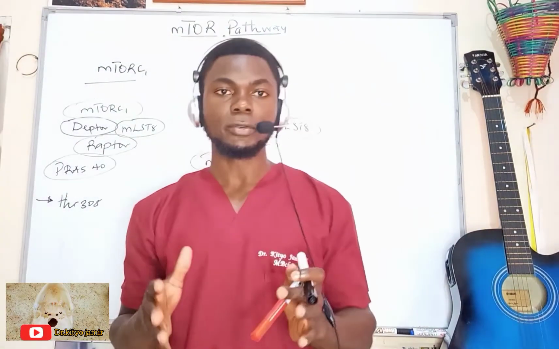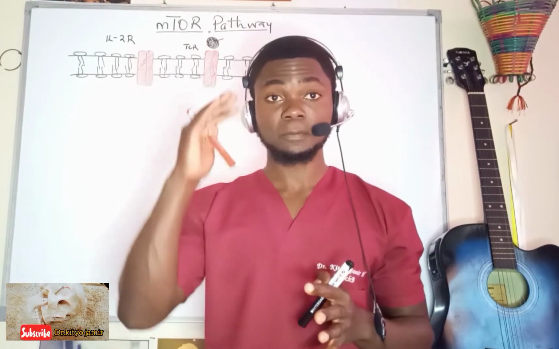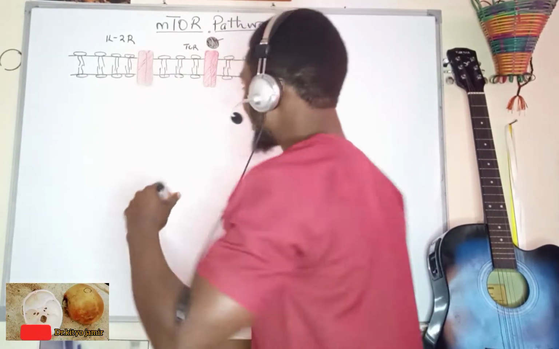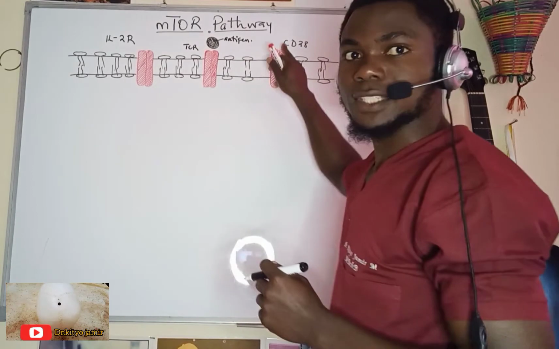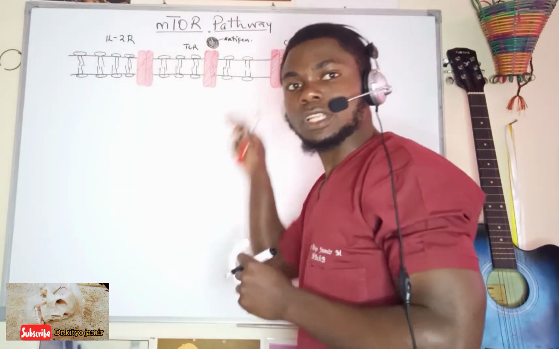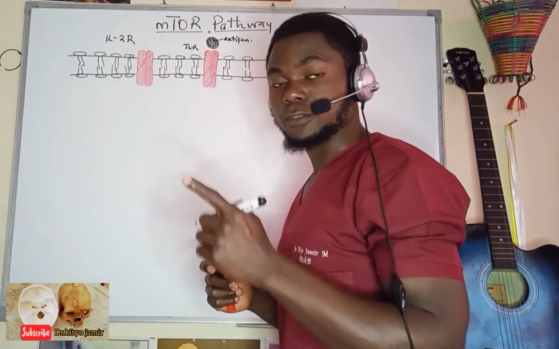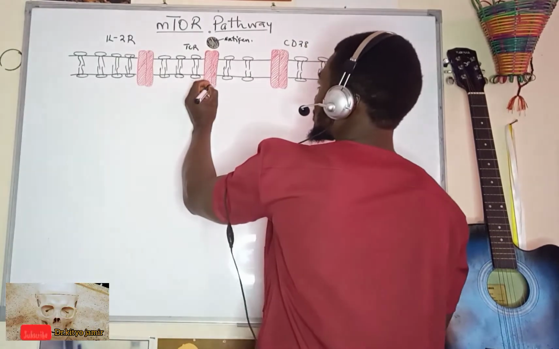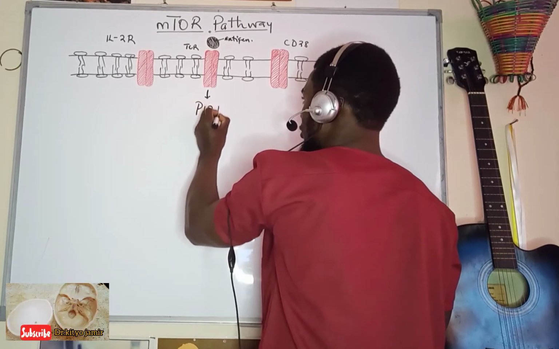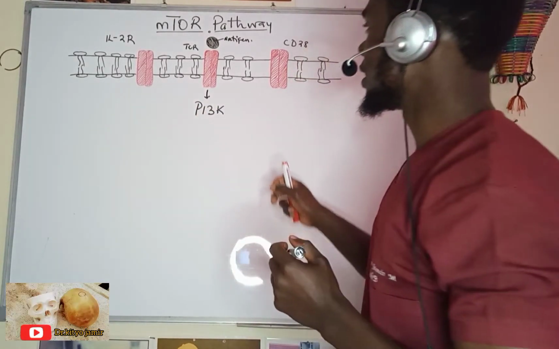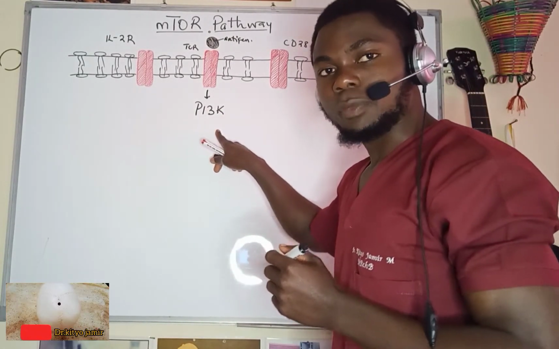So let us go to the pathway and see what takes place. When we have an antigen being recognized at the TC receptor, in the presence of CD28 co-stimulation, what are we going to have? We are going to have phosphorylation and activation of phosphoinositide 3 kinase.